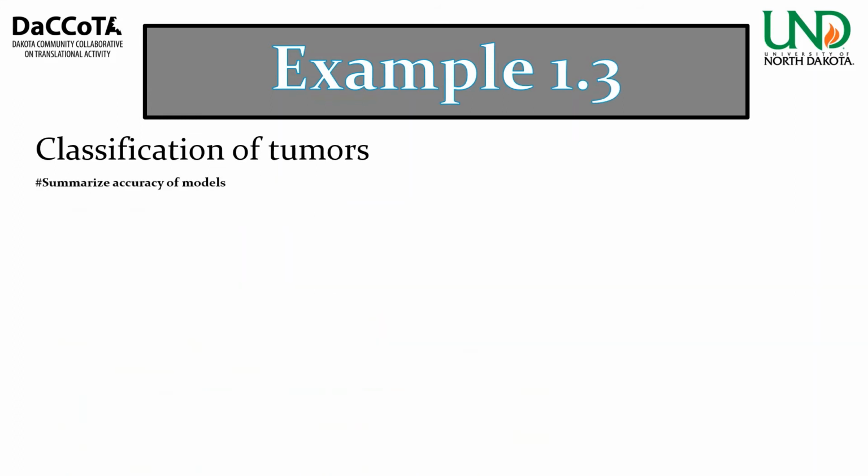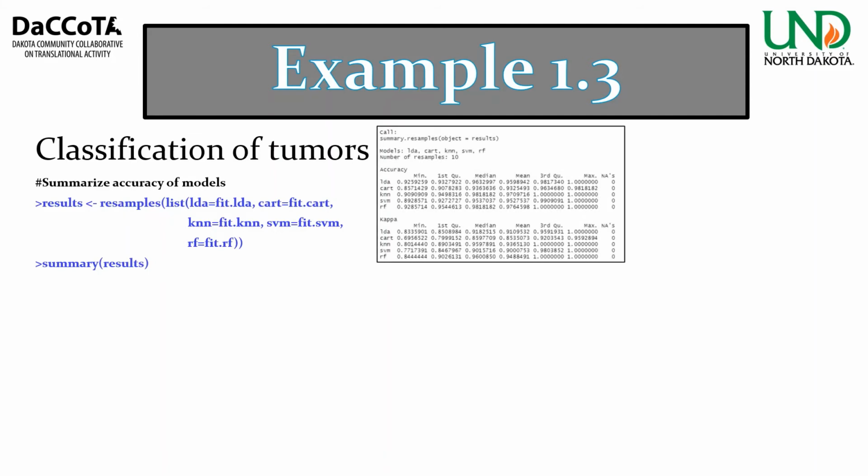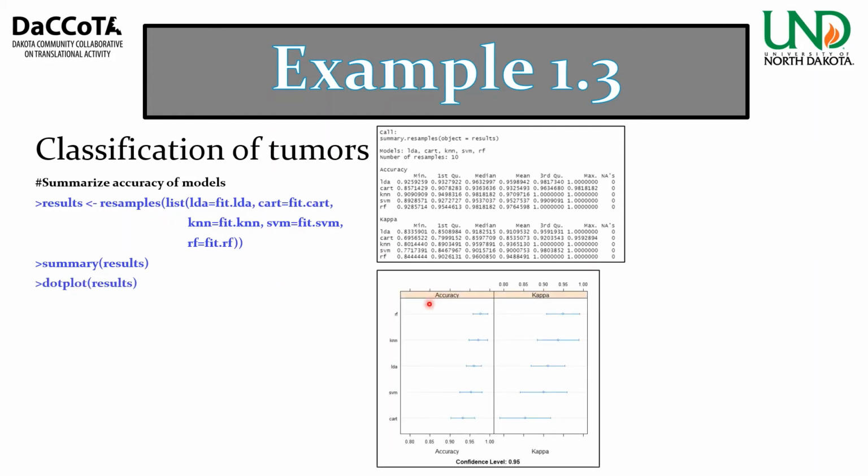From there, we can summarize the accuracy of the models. We're going to save it into a results, all the resampling, and then look at a summary of that. So you can see for all the 5 different models, different accuracies, kappas, etc. But a little more helpful way to look at this is a dot plot of the results. So you can see how accurate they are, how the kappa. And we can see here that in our example, looks like the RF, the random forests, is the best.